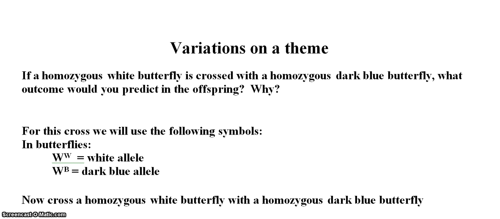Alright, so think about this. If a homozygous white butterfly is crossed with a homozygous dark blue butterfly, what outcome would you predict in the offspring? So think about that. If white is dominant, hopefully you're predicting that all the offspring would be white. If dark blue is dominant, you may then be thinking that all the offspring would be dark blue. Okay? But in this particular instance, we don't see either of those in the offspring. What we see is that they're all light blue.